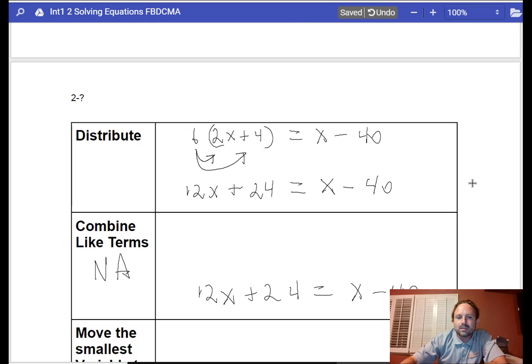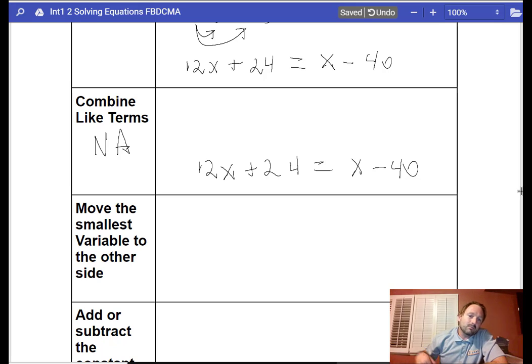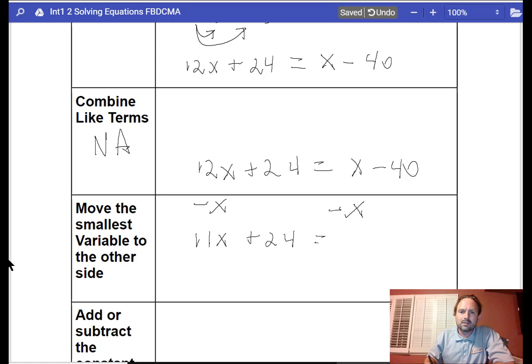Just carry it down. Okay, move the smallest variable. Which is smaller, 12 bananas or 1 banana? Well, 1 banana. How do we get rid of plus a banana? Or how do we get rid of plus x? We're going to subtract x on both sides. So if we subtract x on both sides, we'll get 11x plus 24 is equal to negative 40. Done. All the variables are on one side, so we're done with this step.